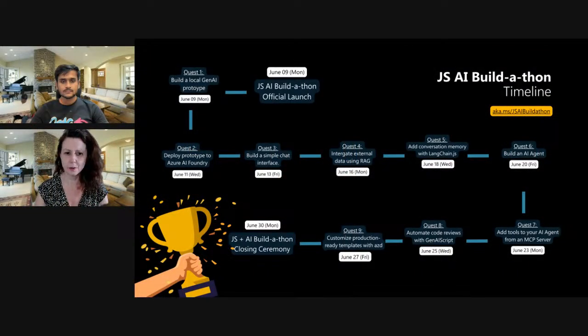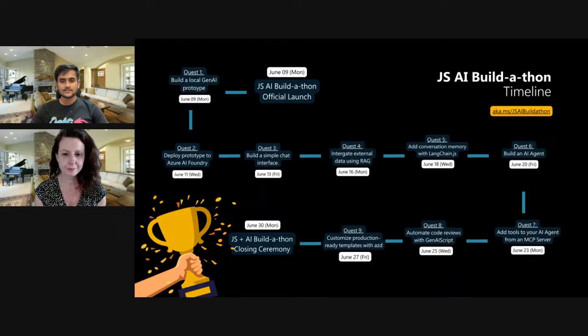All right. Hello again, and welcome everybody. So we're almost at the home stretch for our JavaScript AI Build-a-Thon, and we have a weekend that we really want to make the most of. So we're here to help unblock anything and remove any doubts. But today we're going to introduce Quest 8. Ariane, I turn it over to you.